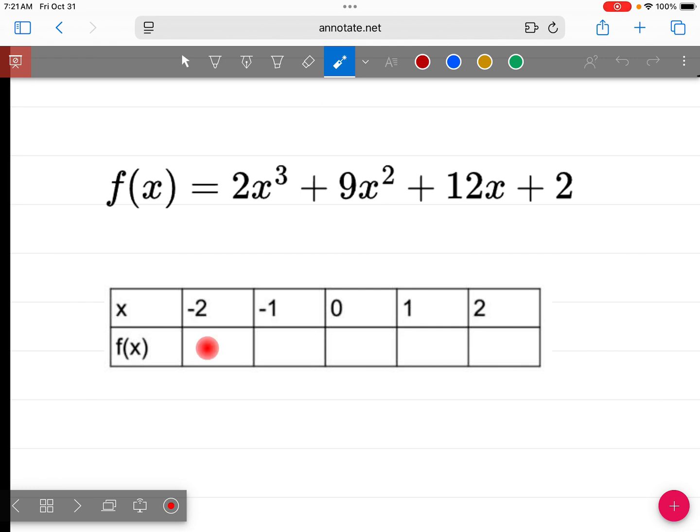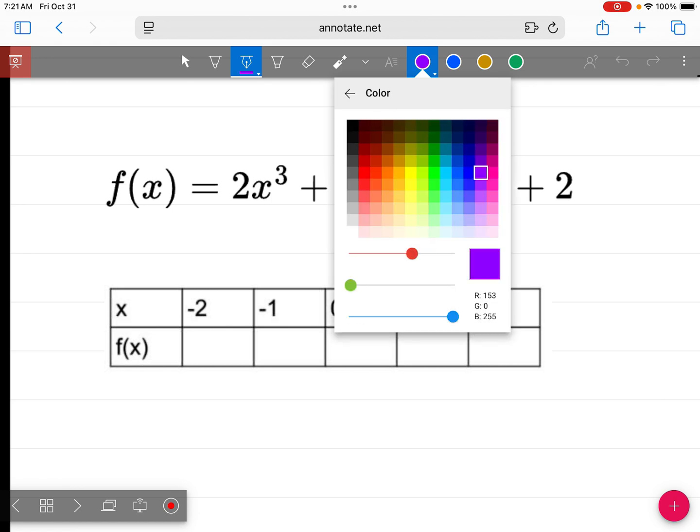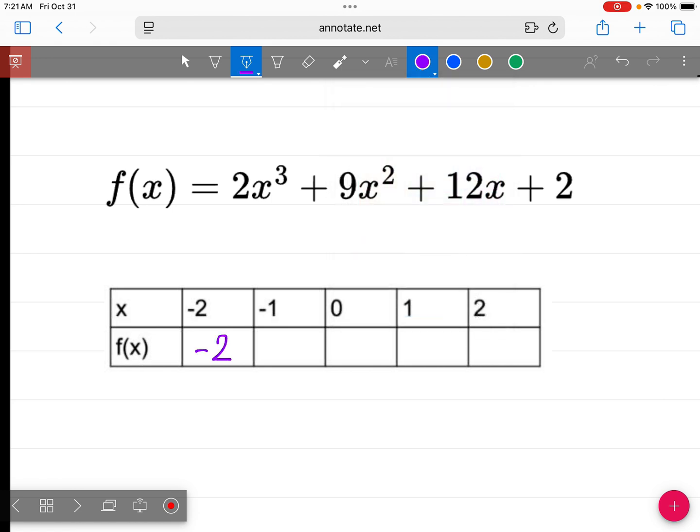What value do we get when we substitute in -2? -2. It spits right back out at -2. What do we get when we substitute in -1? -3. How about for 0? +2. What do we get for 1? 25. And for 2? 78.